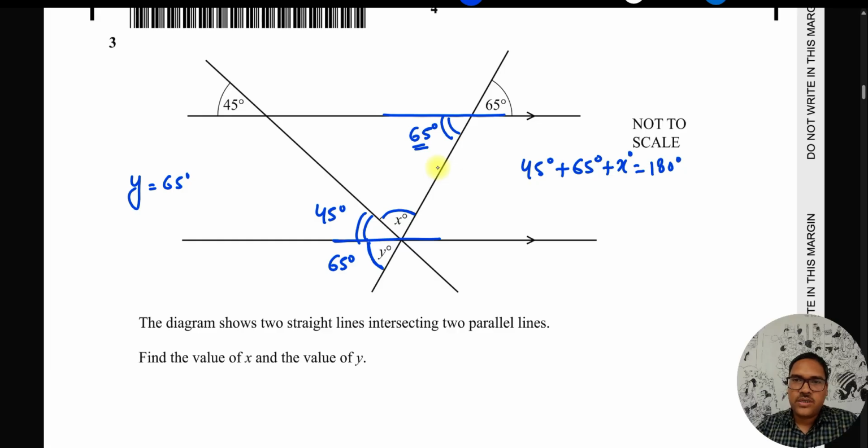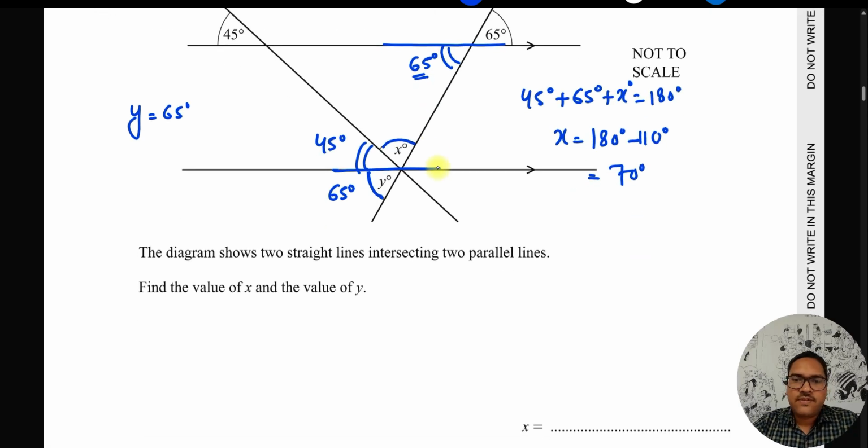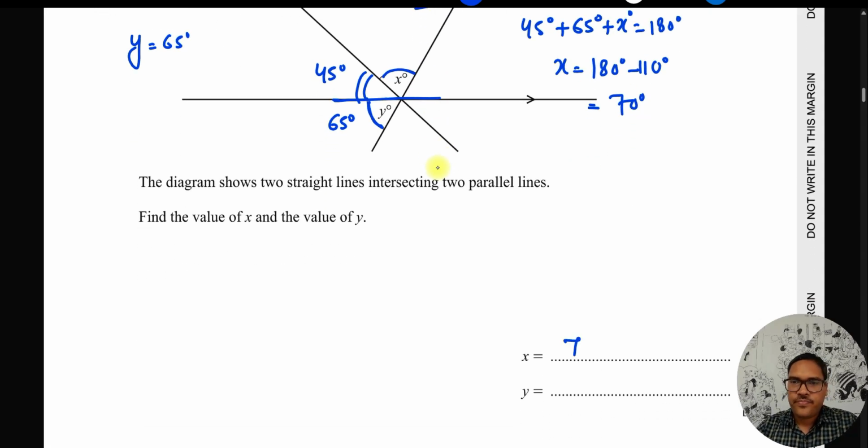So x is equal to 180 degrees minus 110 degrees, which is equal to 70 degrees. So that is the answer. You can see, yes, this is the answer, 70 degrees. So x is equal to 70 degrees and y is equal to 65 degrees. x is 70 and y is 65. So this is how we can easily solve this one.